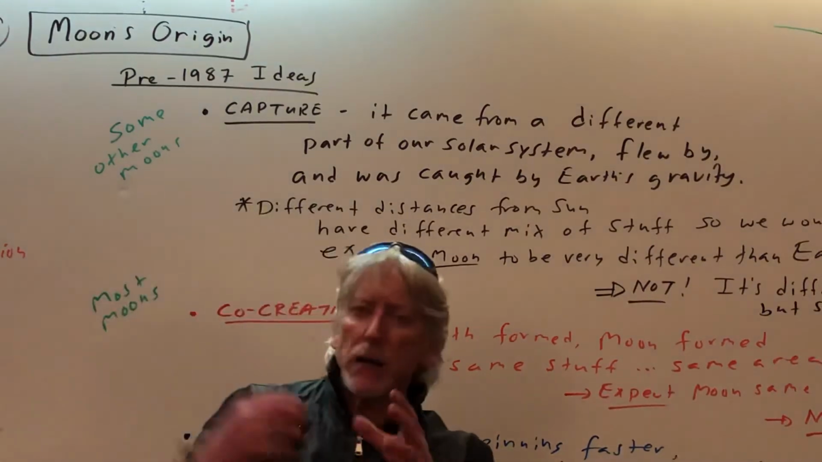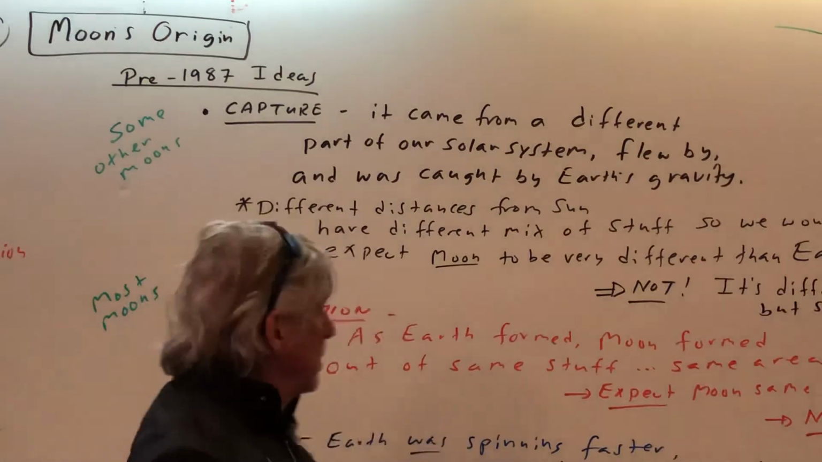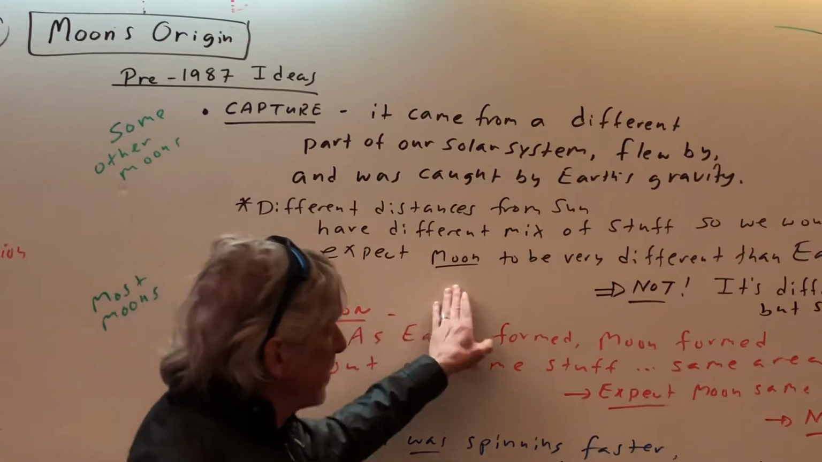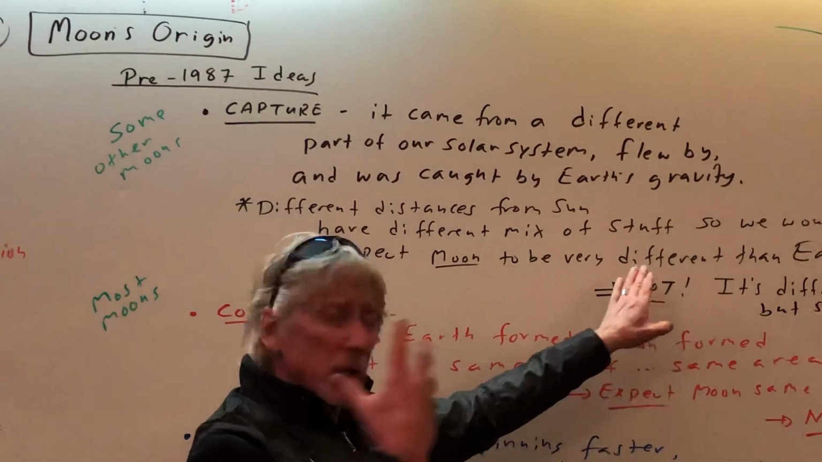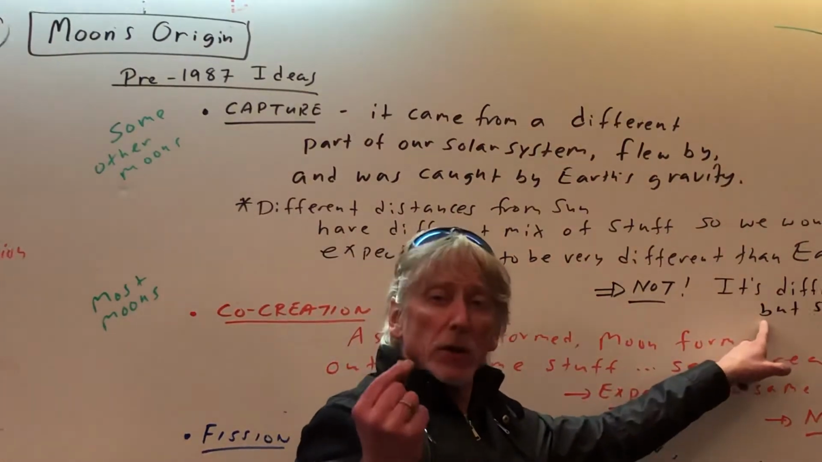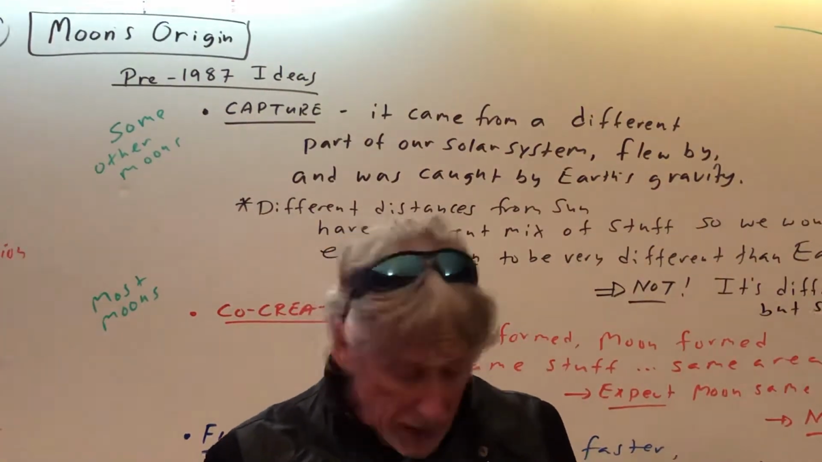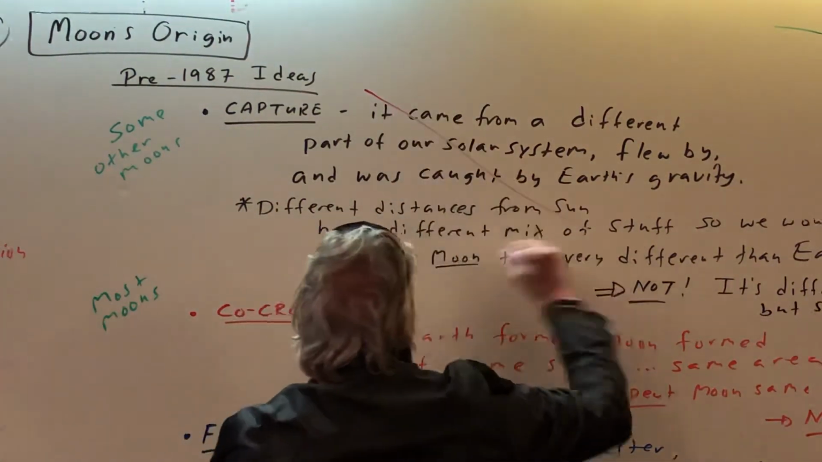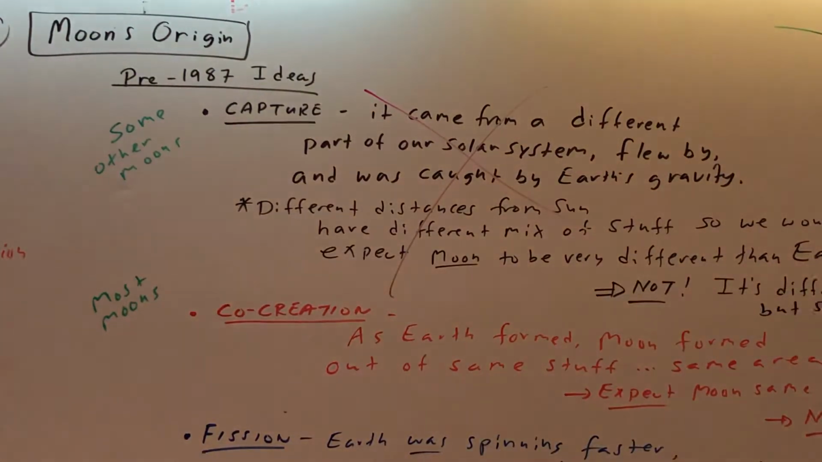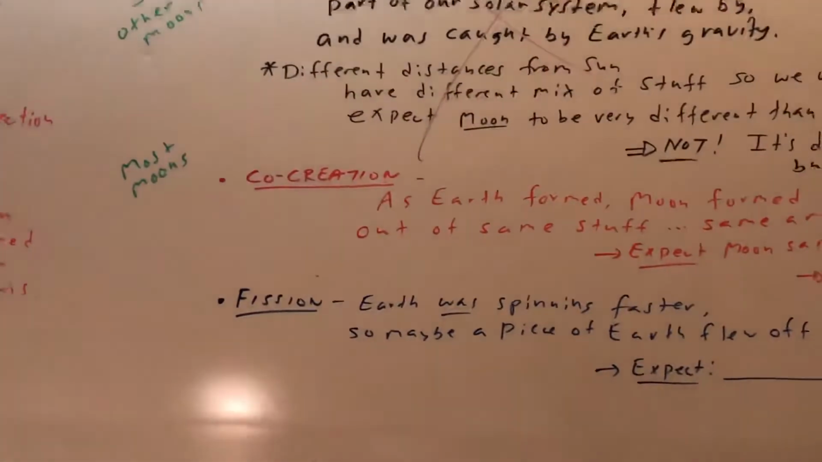What do you find when you analyze that stuff, the stuff brought back for 15 years? Well, you would expect the moon to be very different if it came from a different region, but it's not. It is different, but it's also similar. And so studying that says, no, not the case. Rule that out. Some moons are captured. We'll see them in chapter 8. What else?